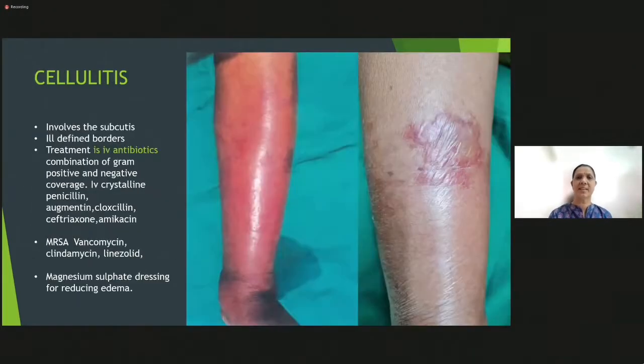So coming to the next type, that is cellulitis. When the infection reaches the subcutis, the person develops a whole limb erythema, edema, severe pain with fever, but the margins are not very well seen.